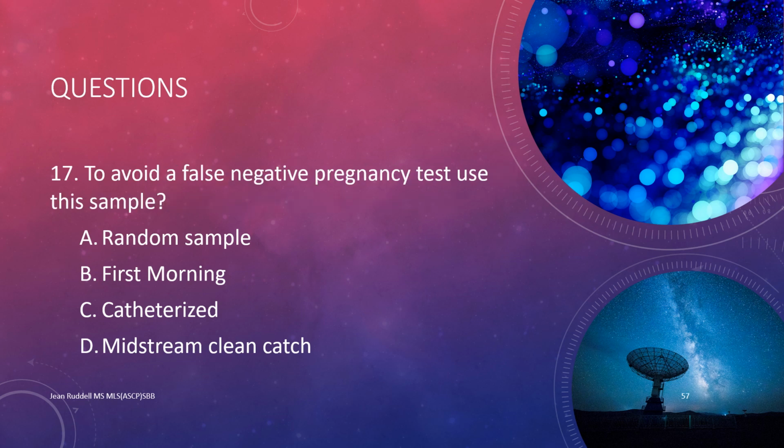Question 17. To avoid a false negative pregnancy test, use this sample. A. Random sample. B. First morning. C. Catheterized. D. Midstream clean catch. The answer is B. First morning, which is the most concentrated.